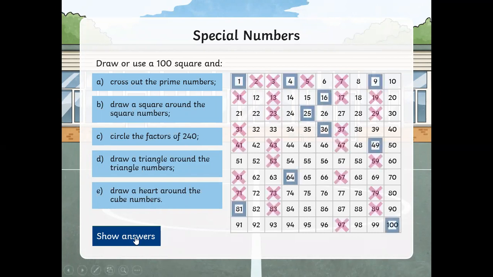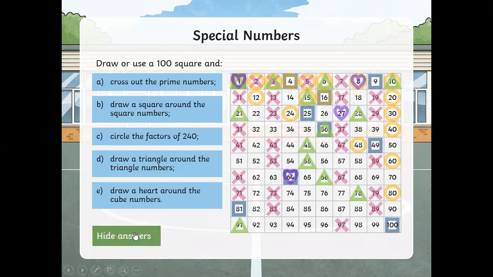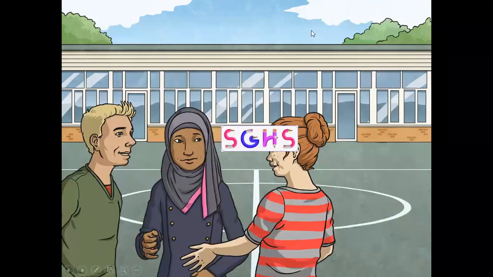They're the prime numbers. They're the square numbers. They're the factors of 240. The triangle numbers. Okay, and then there are the cube numbers. So you can see there's not many cube numbers. It's 8, 27, 64. Okay, and I think that is the lesson for today.